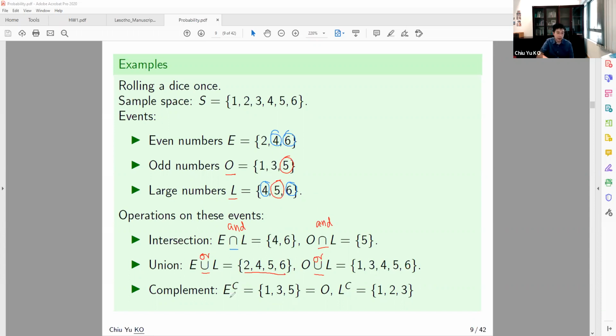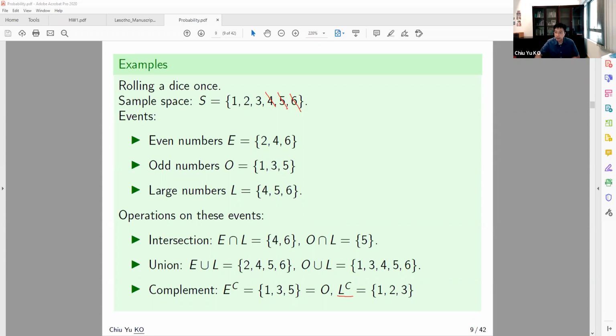For complement, E complement would be the things not in E but in S. So you just kick out the E elements: no 2, 4, and 6. That's why we have 1, 3, 5. Similarly, for the complement of L, just take the L elements out of S, and that's what is left. Is it clear how the intersect, union, and complement work? Any question before we proceed to the next slide?